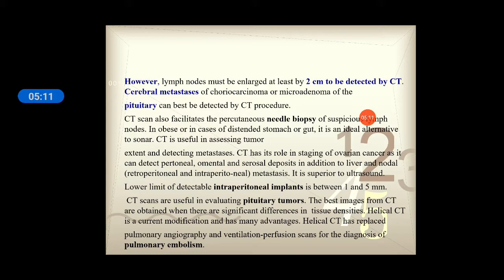Helical CT has replaced pulmonary angiography and ventilation perfusion scans for the diagnosis of pulmonary embolism. Embolism is a dislodged thrombus; whenever a thrombus is dislodged, it is called an embolus, meaning a freely moving thrombus. When that enters the lungs, it is called pulmonary embolism, which is a very dangerous, life-threatening condition.